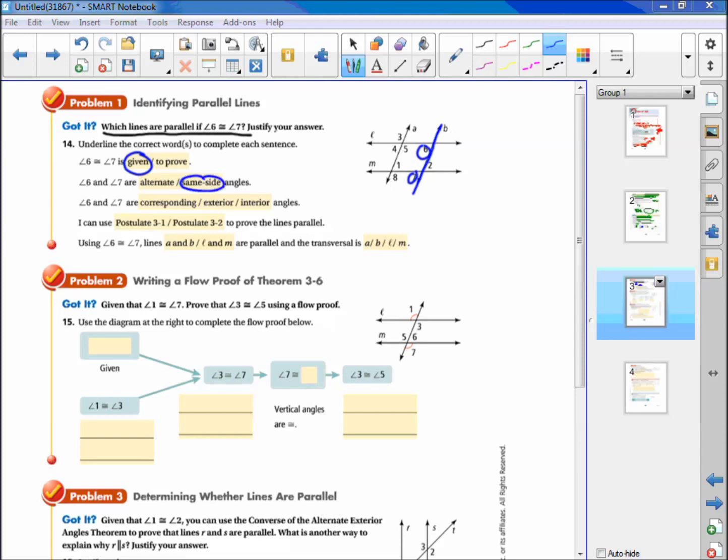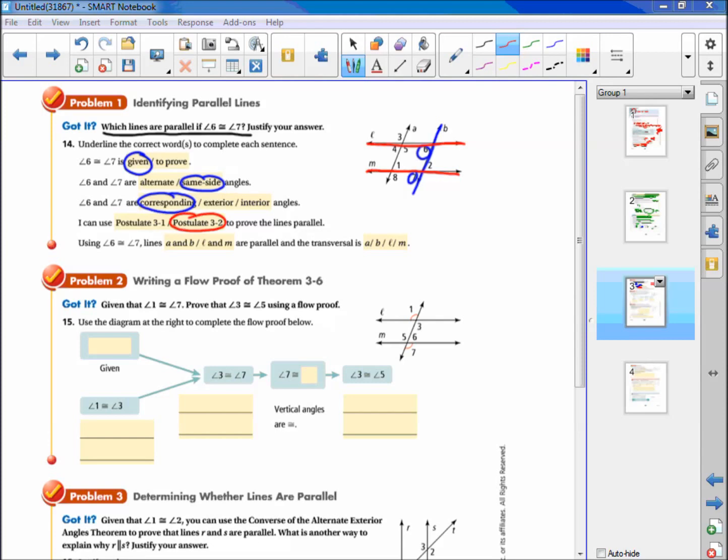So they are same side angles. So 6 and 7 are what kind of same side? Are they corresponding, exterior, or interior? Well, that only makes sense if they are corresponding here, because one's inside and one's outside. So they're both in the bottom left if it's crossing these 2 lines. So they're both in the bottom left position. Okay, so since they're corresponding, we can use postulate, let's see, 3.2. Okay, to prove the lines are parallel.